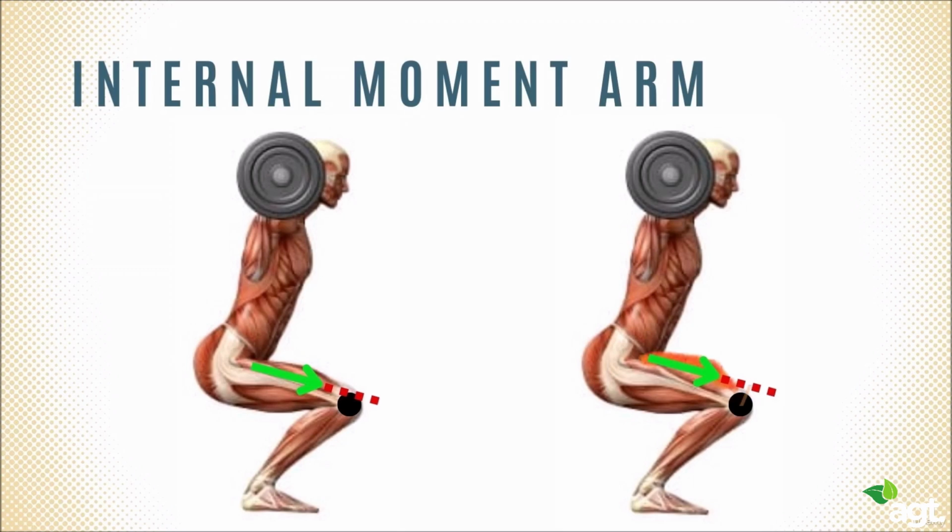The internal moment arm length is the distance between the knee joint and the red dots that are the extension of the resulting force. Because of this increased moment arm length, we need to produce higher forces for the same changes in the joint angle. So if we're going back up, for example.